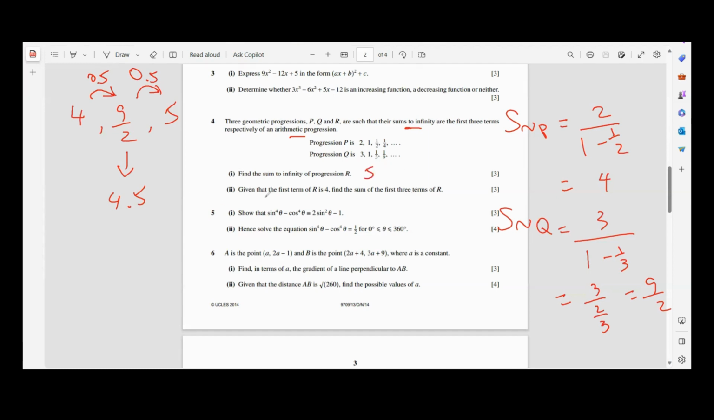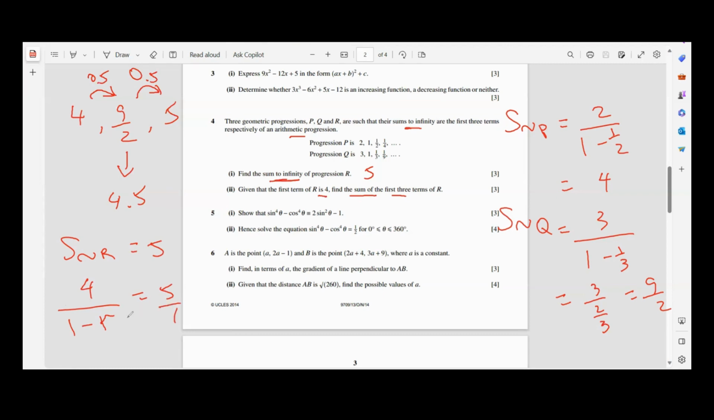Okay, now we go to the II. Given the first term of R is 4, find the sum of the first 3 terms. So we know that this is the sum to infinity of R. So the sum to infinity of R is 5. And then we input the formula. So the first term is 4, so 4 over 1 minus R equals 5. We find the R first.